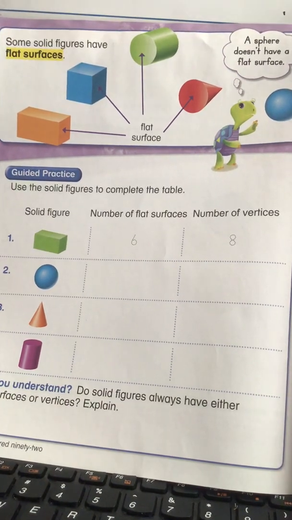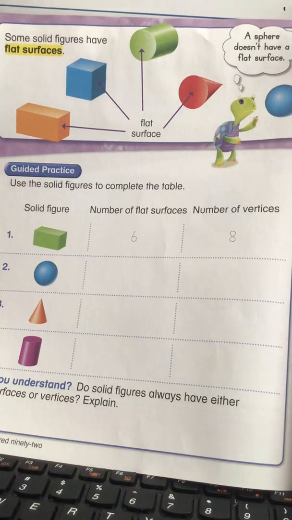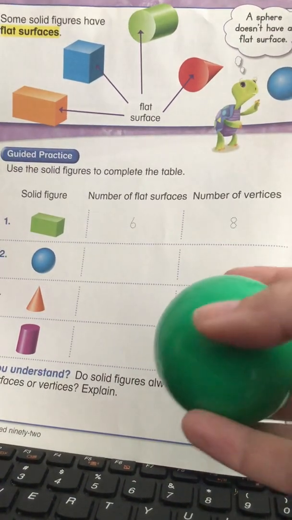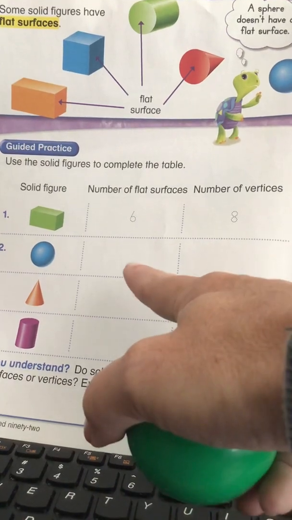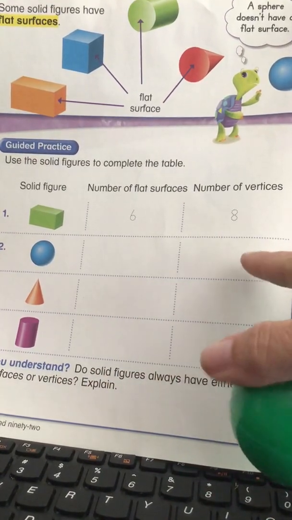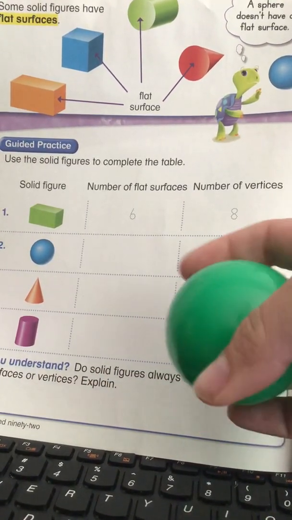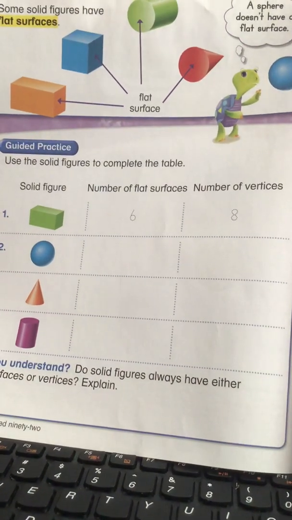Go down to number 2, the sphere. We did this one on the front, so you should be able to do it on your own. There are 0 flat surfaces and 0 vertices, 0 points. Go ahead and write your zeros for the sphere.